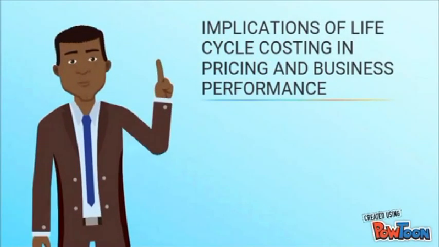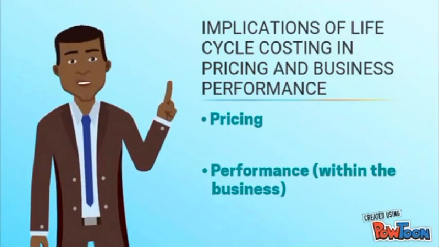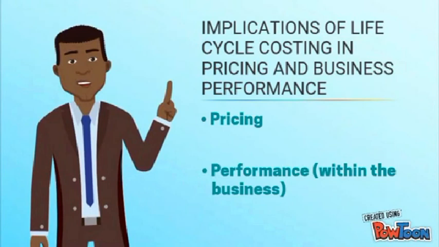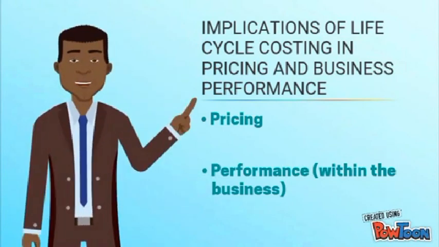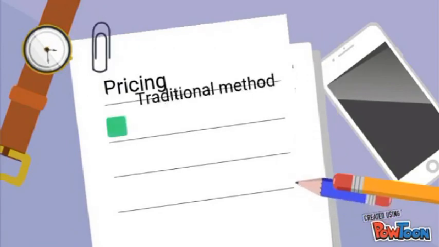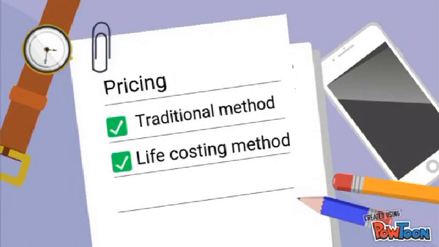Let us move on to the next part, which will talk about the implications of life cycle costing on pricing and business performance. For the first part, let us see how pricing differs under the traditional method and the life cycle costing method.